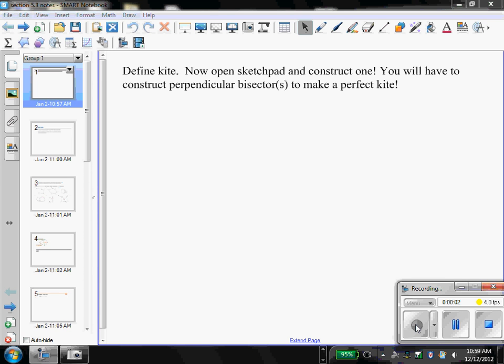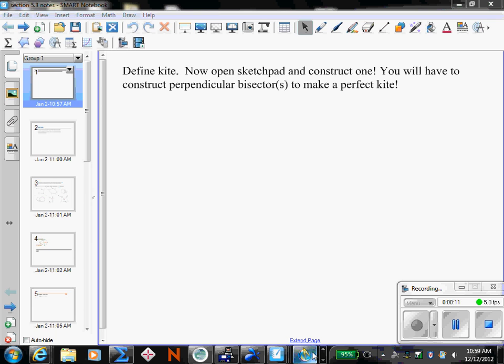Okay, class, this is section 5.3. We are going to be talking about kites and trapezoids. So let's open up Sketchpad and make a nice kite.